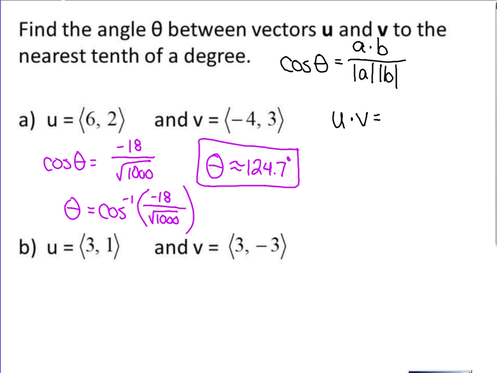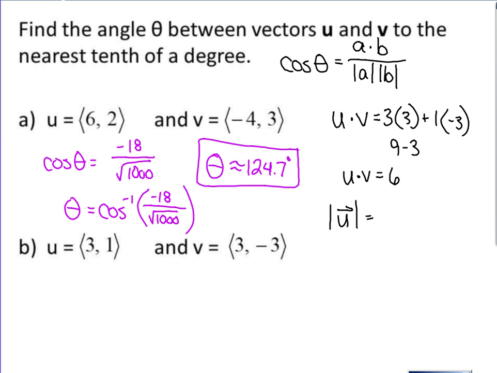If we try this again in the second example, again we're going to start by doing the dot product. U dot v is going to give us 3 times 3 plus 1 times negative 3. 3 times 3 is 9. Negative 3 times 1 is negative 3. So u dot v is going to give us 6.